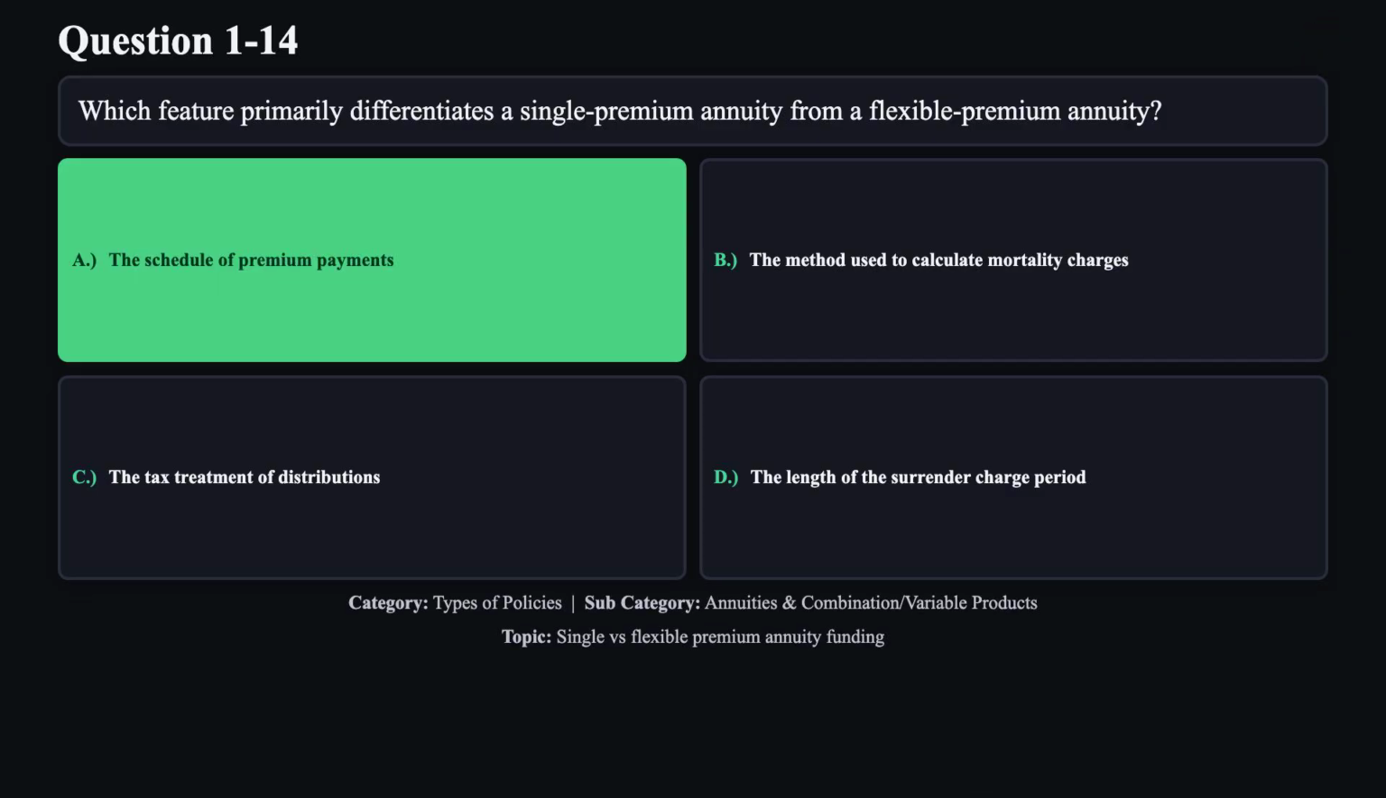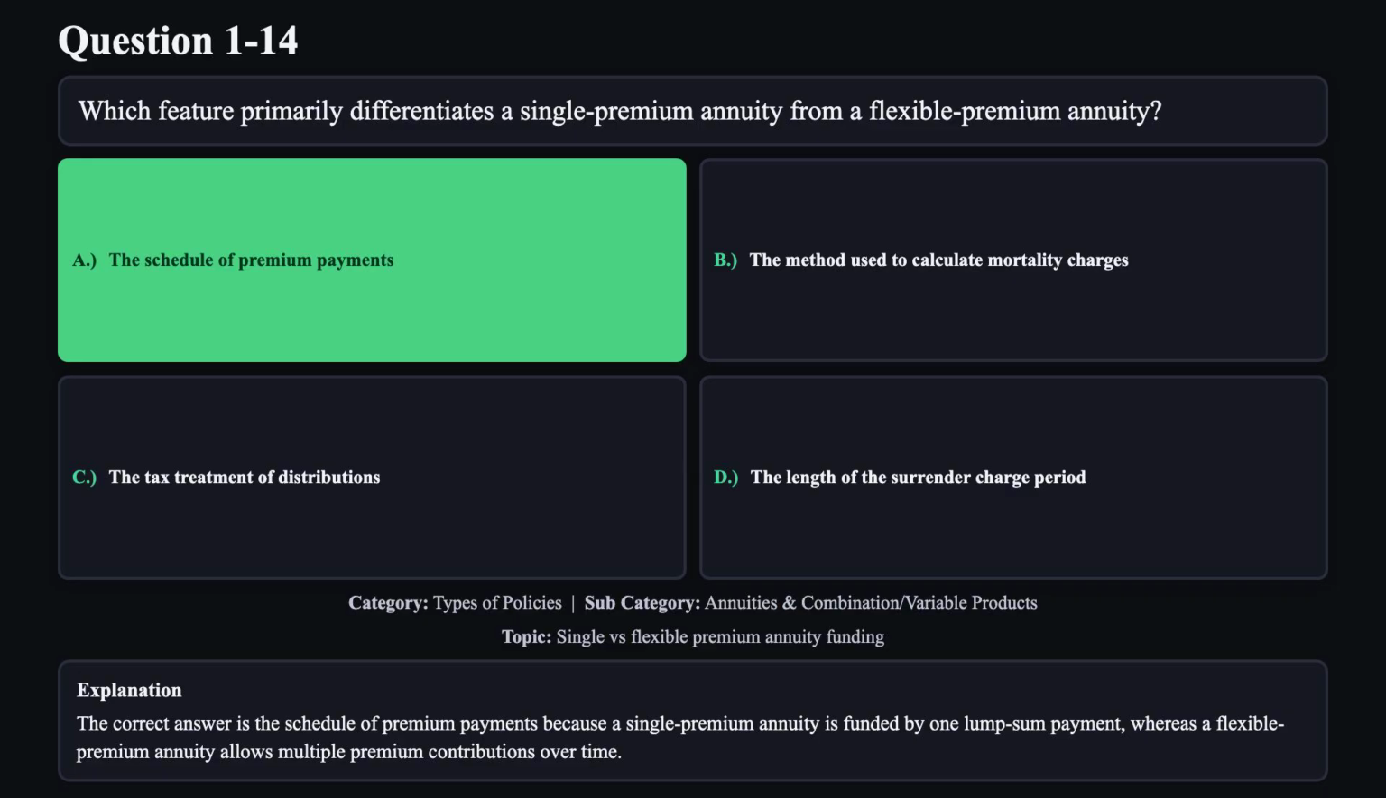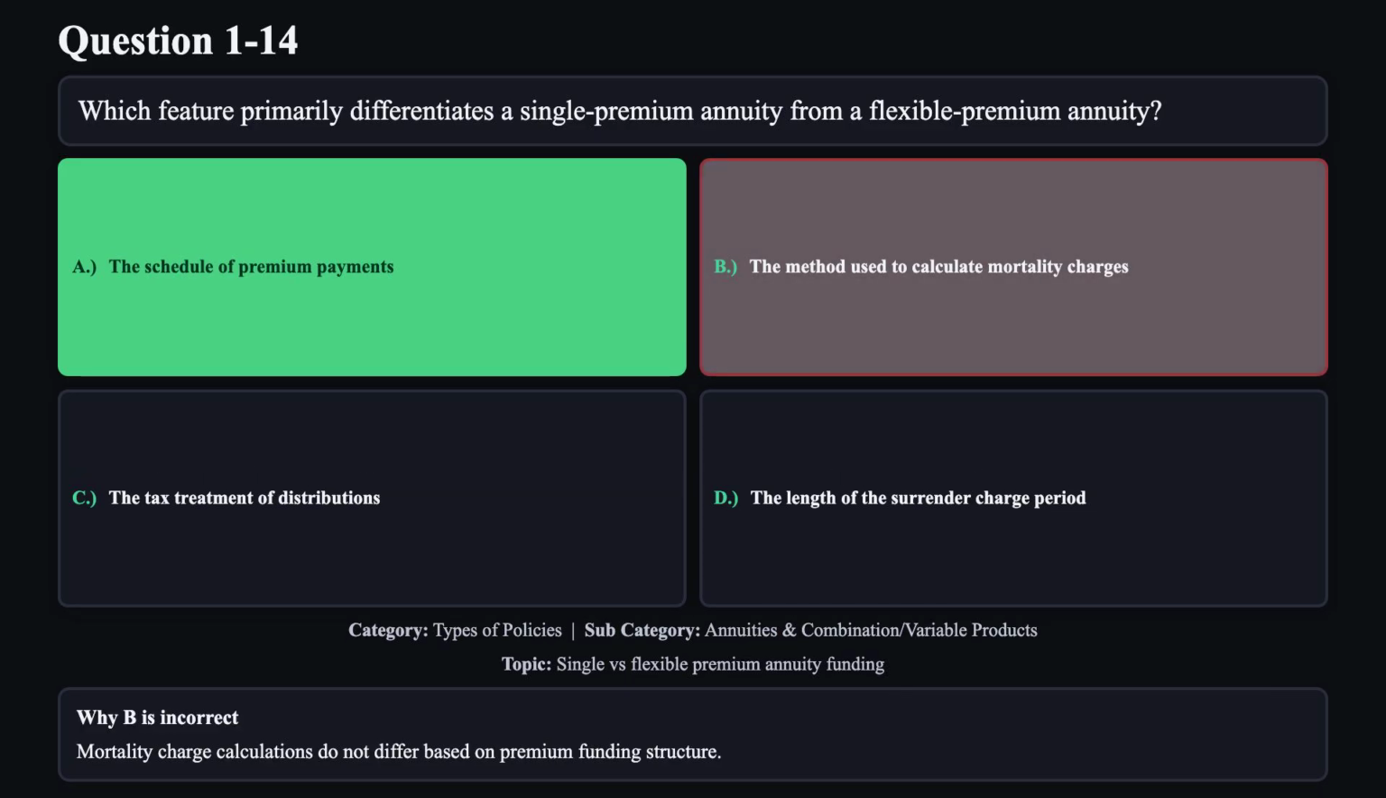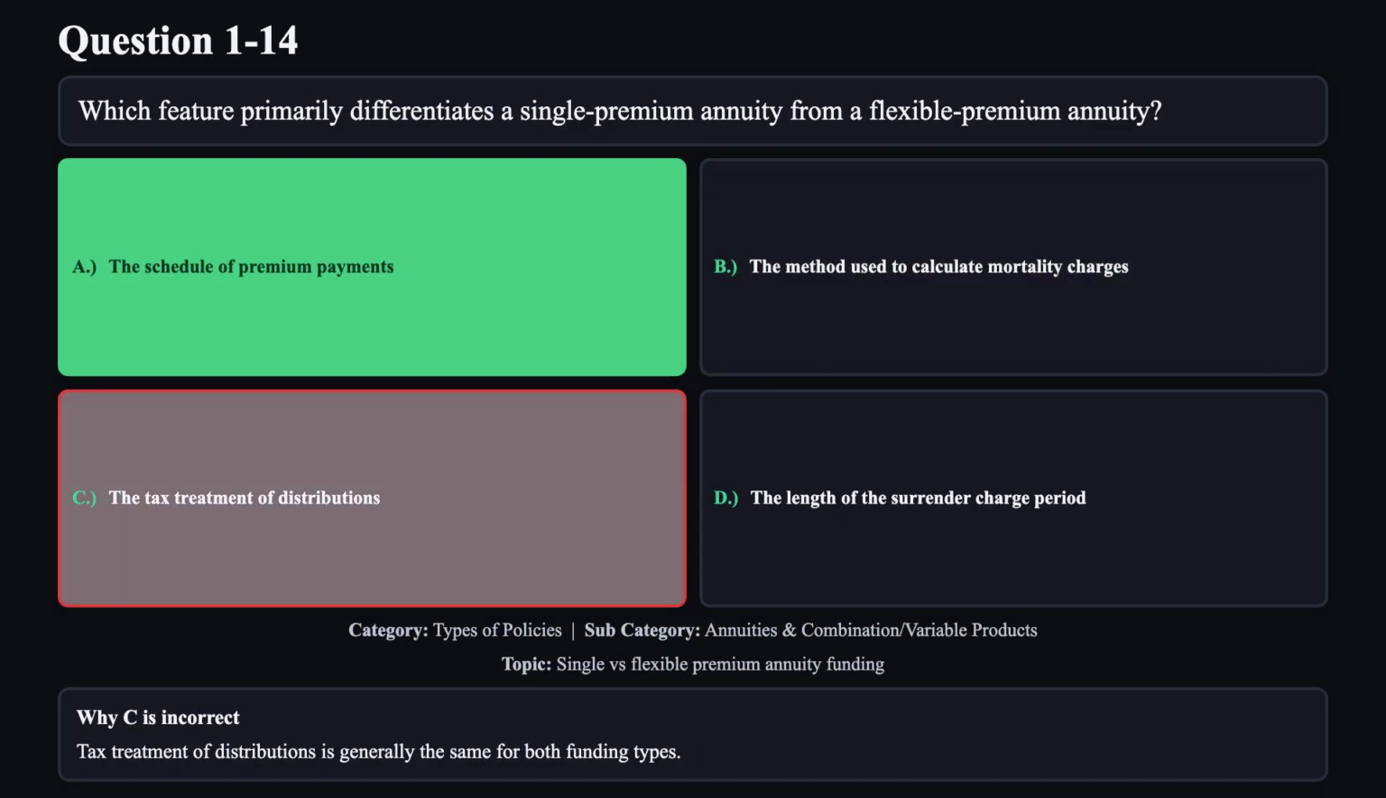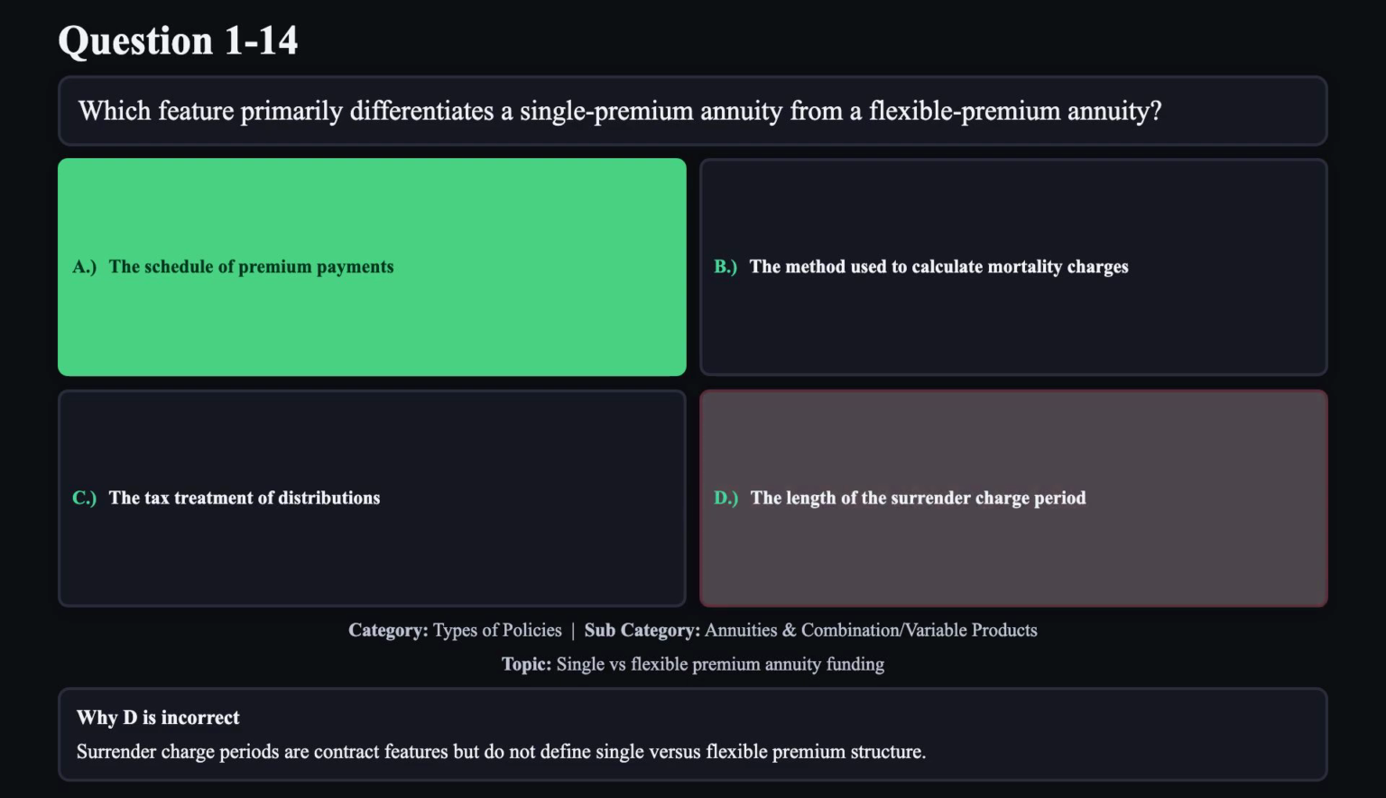The correct answer is A. The correct answer is the schedule of premium payments because a single premium annuity is funded by one lump sum payment, whereas a flexible premium annuity allows multiple premium contributions over time. Reason B is not correct. Mortality charge calculations do not differ based on premium funding structure. Reason C is not correct. Tax treatment of distributions is generally the same for both funding types. Reason D is not correct. Surrender charge periods are contract features but do not define single versus flexible premium structure.